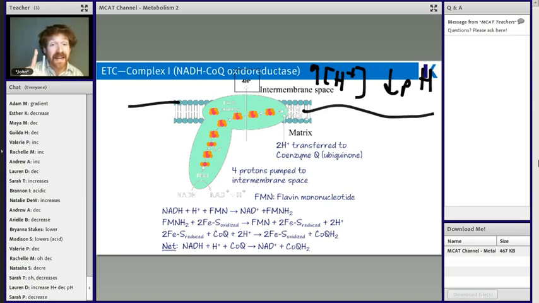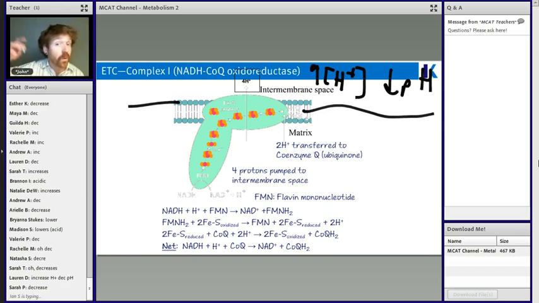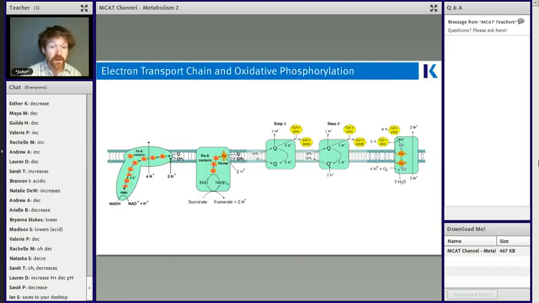All right, so that's complex 1. It's the only place that uses NADH. Notice that we're both creating ubiquinol as well as moving protons into the intermembrane space. That's honestly your highest yield, most important thing to know about this complex. All right, so let's move on to complex number 2.